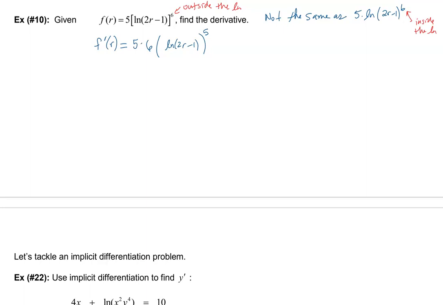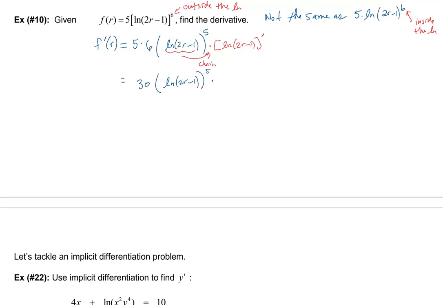Now we got to tackle that chain rule. So we're going to multiply by the derivative of all of that, the natural log of 2r minus 1. All of that stuff is in there. So chain rule is going to happen a second time. So now we have a 30 in front times natural log of 2r minus 1 to the fifth power.